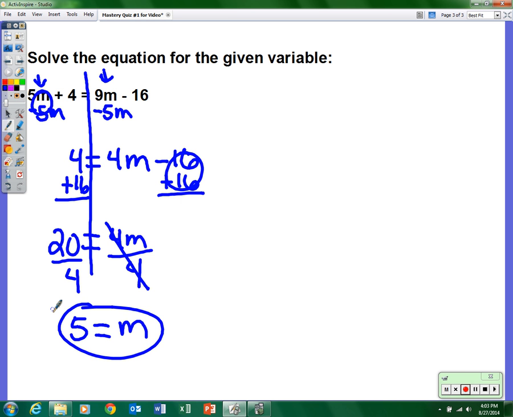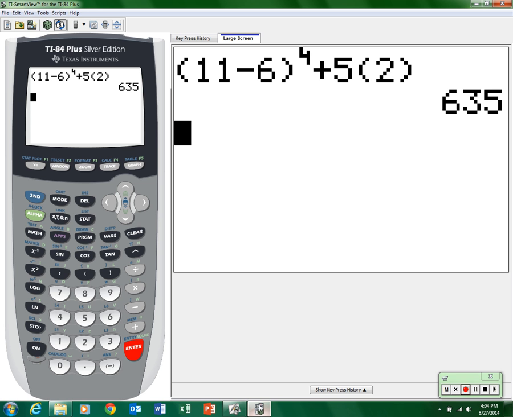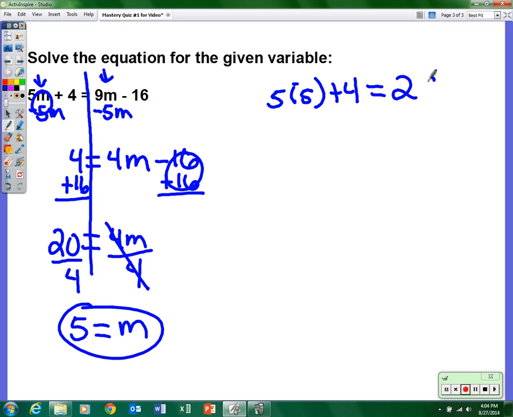Now, please remember, you can always check your answers, and especially with a calculator to help you. So we've got m equals 5. So I'm going to go ahead and I'm going to check both sides of the equation. So I'm going to take 5 times 5 plus 4 equals, okay, well, I'm just going to go ahead and do this. 5 times 5 plus 4. 29. So that equals 29.